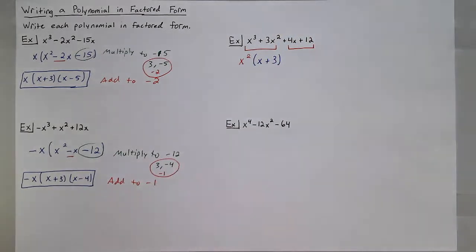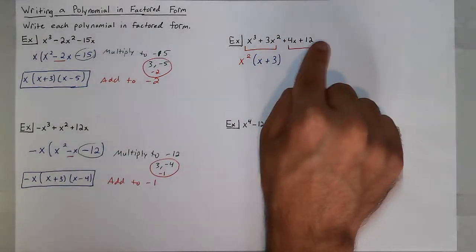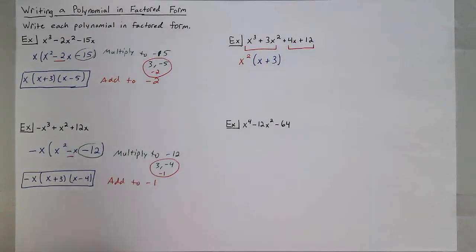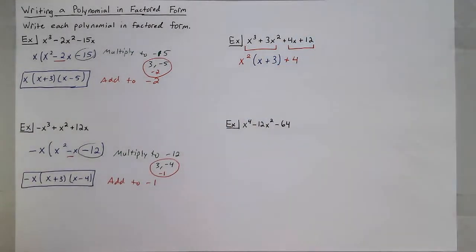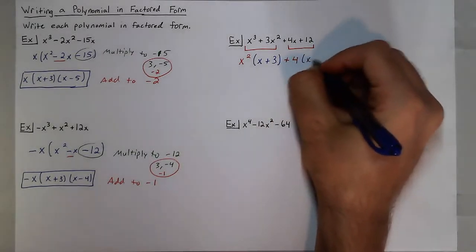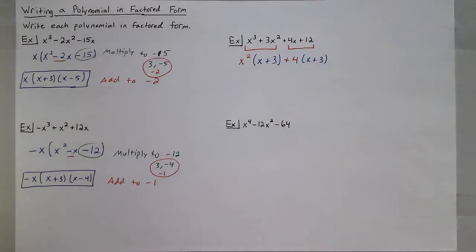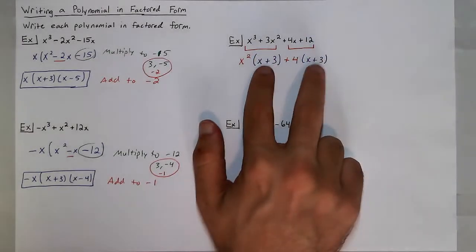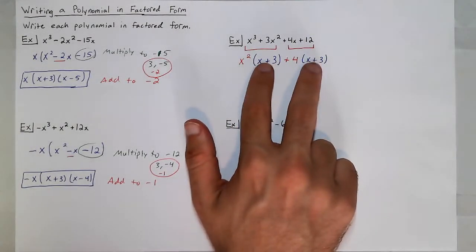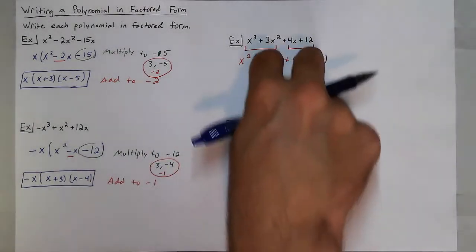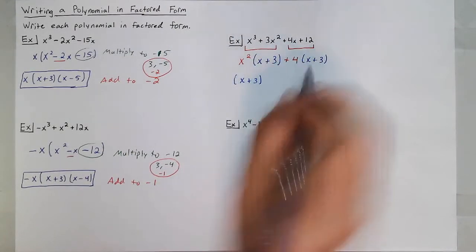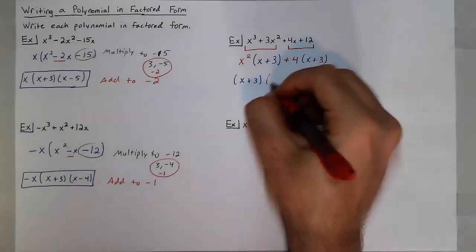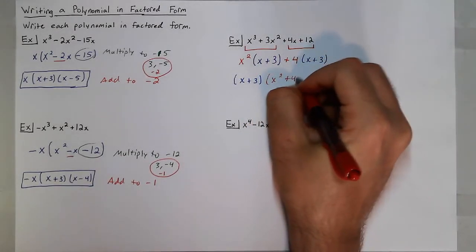In my second group, they both have a 4 in common. The 12 doesn't have an x, so I can't say x. So I can factor out a positive 4. And when I do, I'm left with x plus 3. So both groups have a factor in common, which is x plus 3. So now I can factor that out of the entire expression. And when that's factored out, I'm left with x squared plus 4.